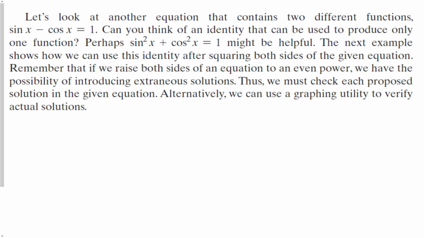Okay, so let's look at another equation that contains two different functions. Sine x minus cosine x is equal to 1. Looks similar to the Pythagorean identity, but we're going to have to do something first.